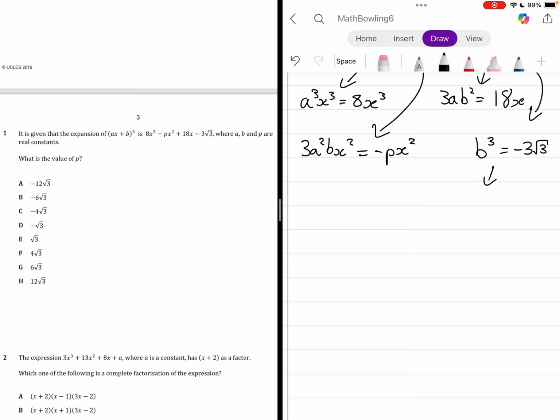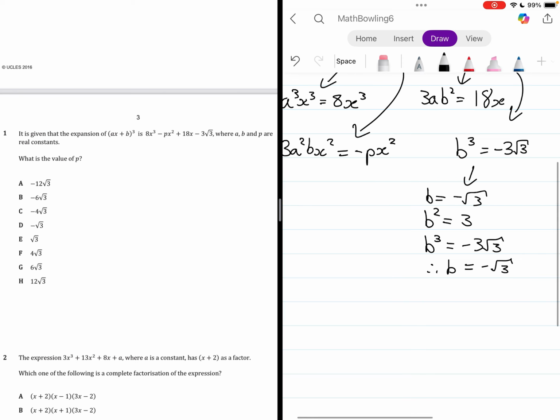What we can see is that if we have b equals negative root 3, then b squared is going to equal 3. b cubed is going to equal negative 3 root 3. So therefore, b is equal to negative root 3.